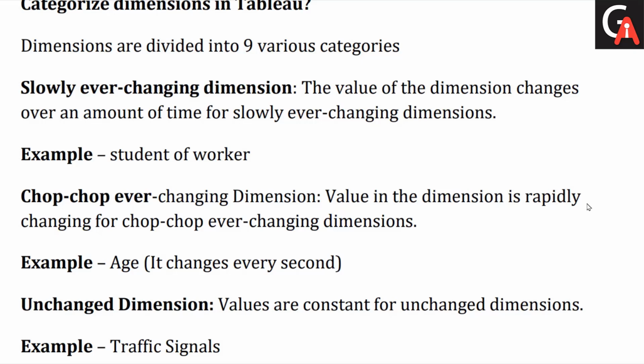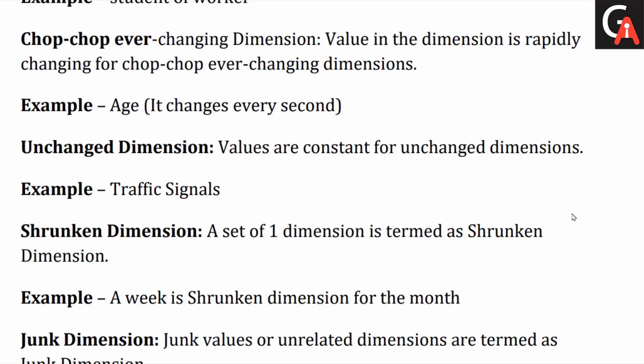Then we have the rapidly changing dimension. Okay, so this is a rapidly changing dimension. The value in the dimension is rapidly changing for a rapidly changing dimension, something like age. Okay, then there is an unchanged dimension. Values are constant or unchanged in this dimension, such as traffic signals. Then we have a shrunken dimension, right? Shrunken dimensions are a subset of dimension terms. Okay, so a week of a shrunken dimension for a month. So this is the example for the shrunken dimension.